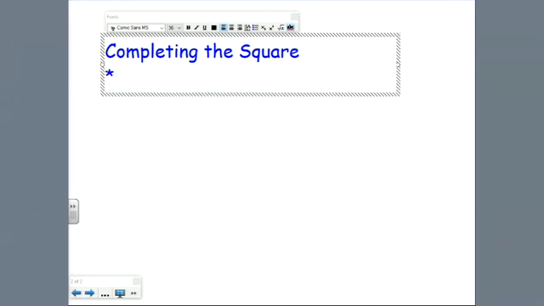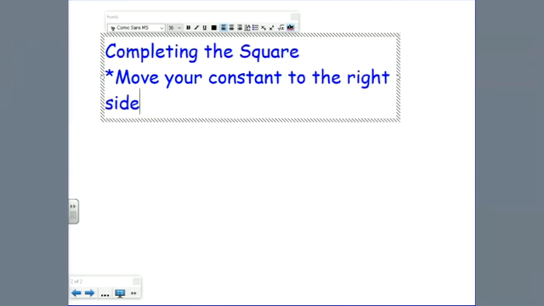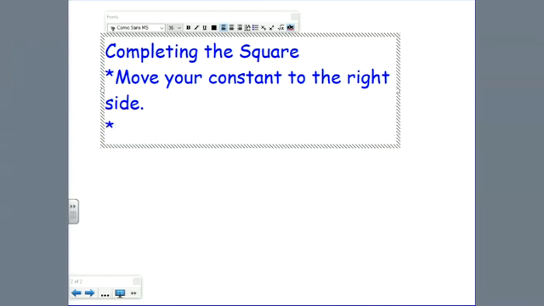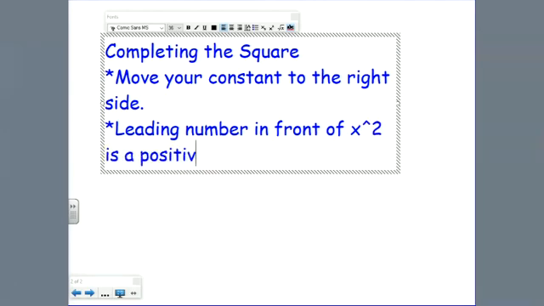The first step, move your constant term, or just your number, to the right-hand side. The next step, make sure that the leading number in front of the x squared is a positive 1.